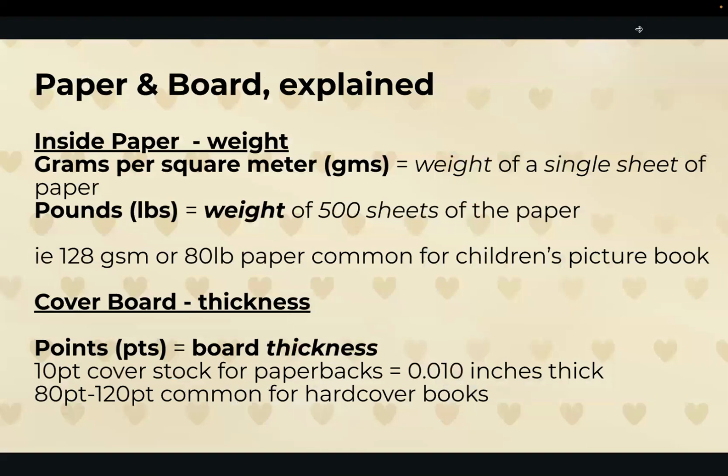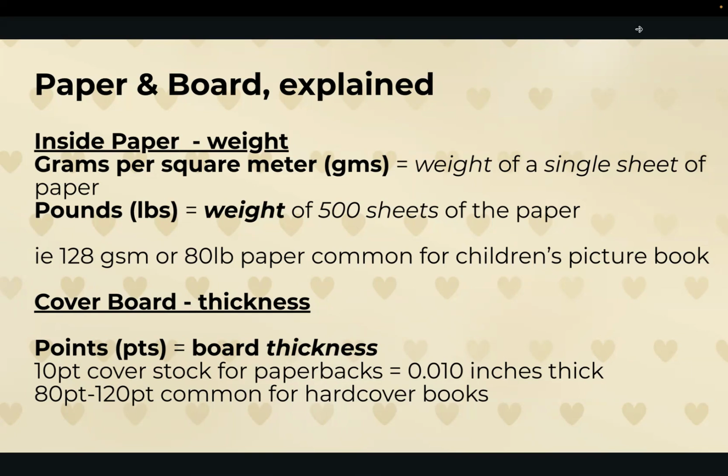Paper and board is often, it still confuses me occasionally. So your inside paper is measured in weight, and there's two types of measurements. There's grams per square meter, GSM, which is the weight of a single sheet of paper, and there's pounds, which is used primarily in the US, and it's the weight of 500 sheets of paper. So for a children's picture book, for instance, 80-pound paper is most common, which translates into 128 GSM paper because it's a little bit heavier, it doesn't bleed, and it's a nicer feel for a children's book.